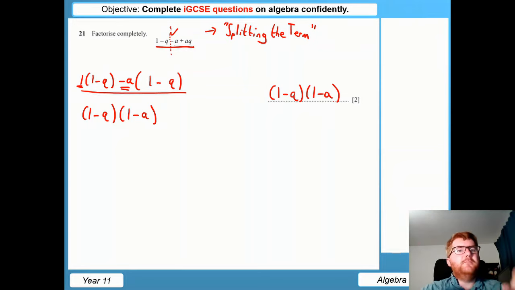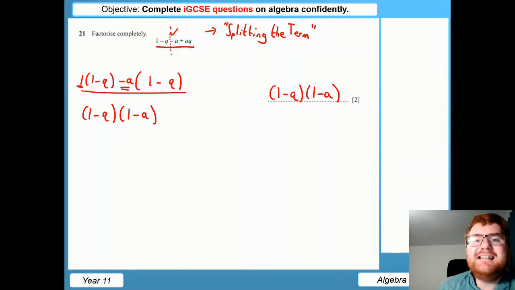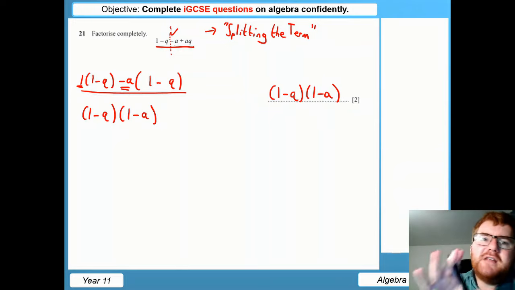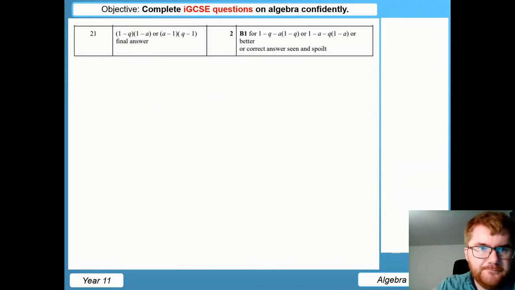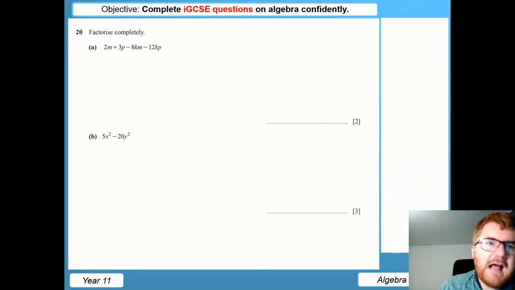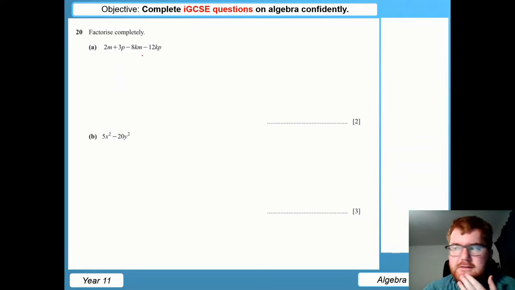Now, if that seems like complete wizardry to you, that's absolutely fine. If you see this technique more and more, it gets easier. But if you're not sure with that answer, expand it and see if you get back to the original question. So there's the answer there. Again, you can have it both ways round as well. And I want to continue showing you questions like this. So again, similar idea at this point.